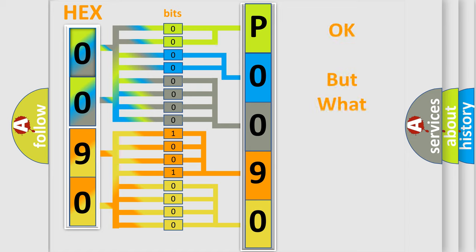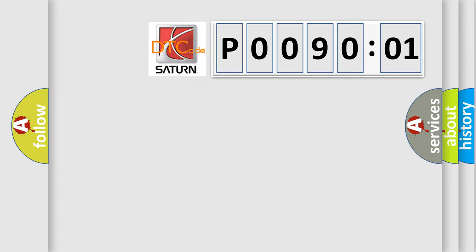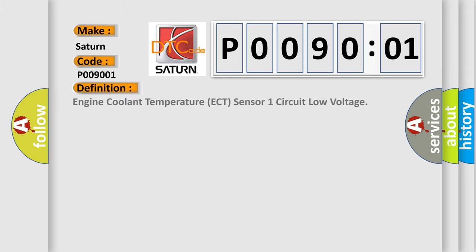The number itself does not make sense to us if we cannot assign information to what it actually expresses. So, what does the Diagnostic Trouble Code P0090-01 interpret specifically for Saturn car manufacturers? The basic definition is: engine coolant temperature ECT sensor 1 circuit low voltage.